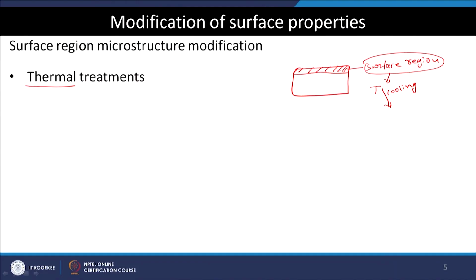So, now you want to change only the surface property. The objective is to have a surface which is harder than the bulk. So, what we have to do is heat up only the surface skin to the temperature where it becomes, for example, austenite.